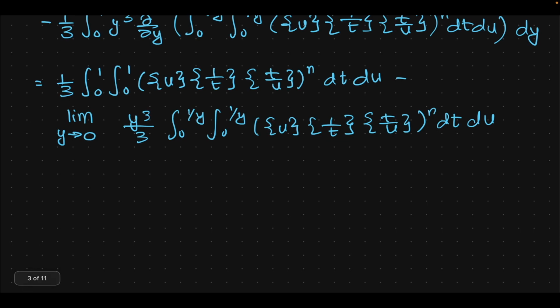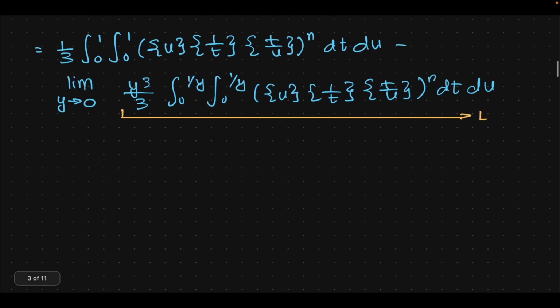Okay, so this integral is what I'm going to call L, without the limit part. We're going to evaluate this in a later step. Now we have the derivative part. So we have minus 1/3, integral from 0 to 1, y cubed.